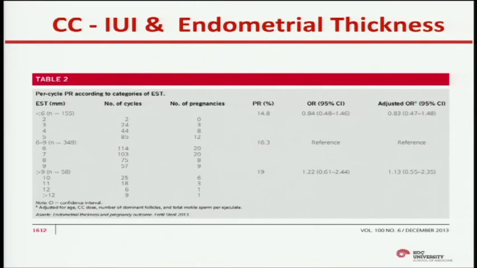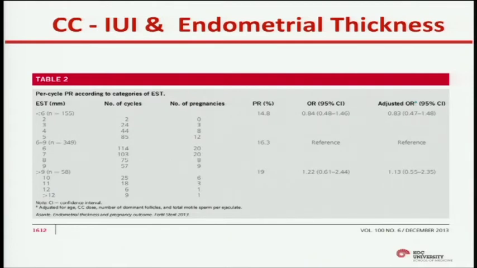So how about in IUI cycles, pertinent to this particular meeting? There are studies looking at this. This is a recent retrospective analysis from the US, which is nice. And they broke down their patients based on arbitrary endometrial thickness categories: 6 millimeters or less, 6 to 9, arbitrarily defined as optimal, or more than 9 millimeters on day of HCG.